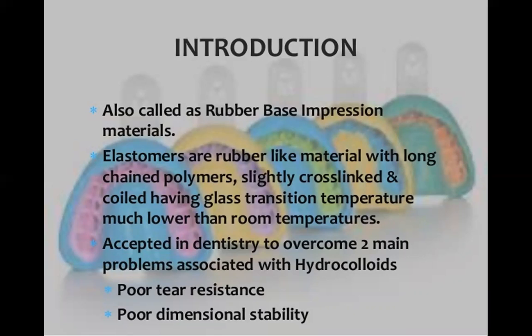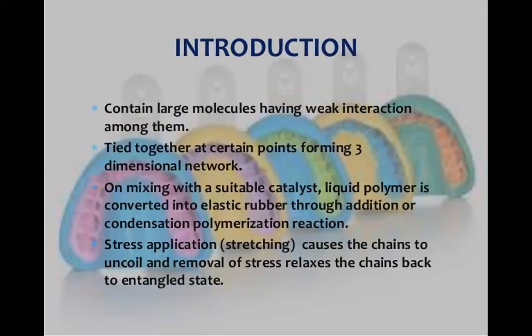It was accepted in dentistry to overcome two main problems associated with the hydrocolloids: poor tear resistance and poor dimensional stability. It also contains large molecules having weak interactions among them, tied together at certain points, forming a three-dimensional network. On mixing with a suitable catalyst, the liquid polymer is converted into elastic rubber through an addition or condensation polymerization reaction.